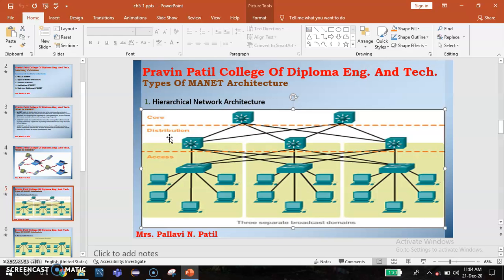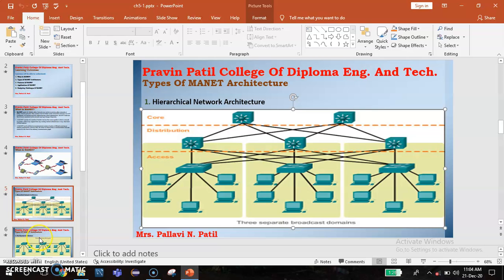The next is the distribution layer. This provides policy-based connectivity and controls the boundary between the access layer and core layer. The next is the core. The core layer provides fast transport between distribution switches within the enterprise. This is the hierarchical network architecture of the MANET.